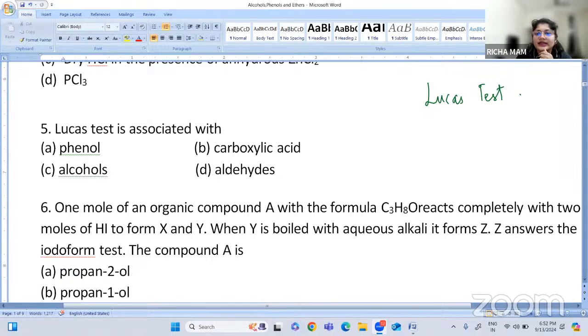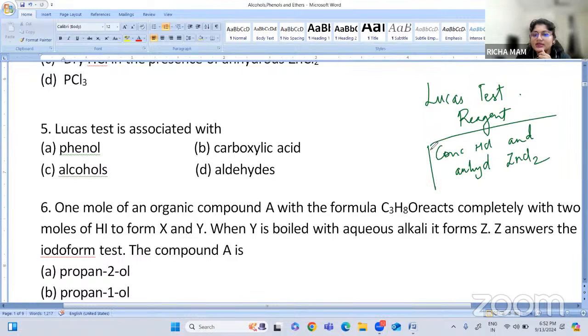It is what? Lucas reagent. Okay, what is the Lucas reagent? Lucas reagent is concentrated HCl and anhydrous zinc chloride. So remember this. Lucas test is famous for alcohols. So option number C is the answer. Who all have answered as option number C? Okay, it is a correct answer. Yes, baby has answered, Lubna has answered. Yes, option number C is the correct answer.